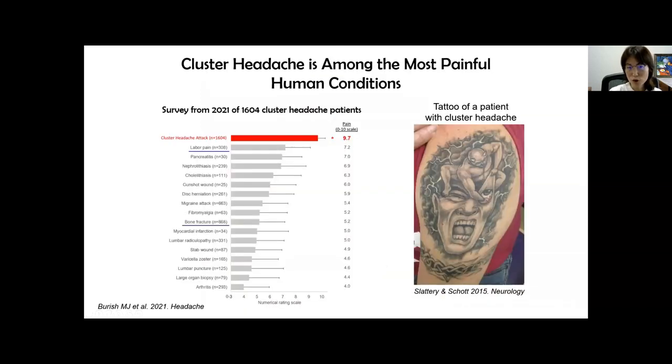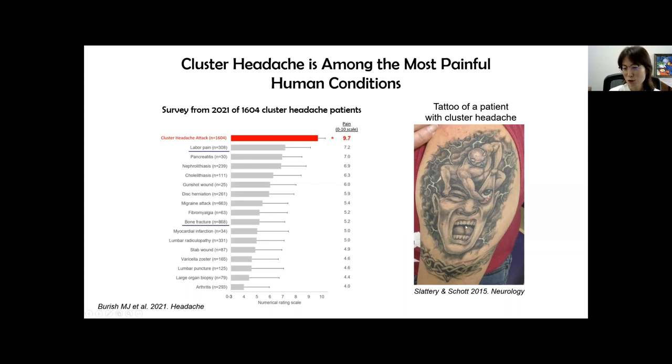So for cluster headache, this is a survey result from the patients. They are all cluster headache patients, and they were asked to compare their cluster headache pain level to other pain they experienced. They say cluster headache pain is the highest pain. Compared to labor pain and bone fracture, this is the number 1 pain they experience in their life. So it's very, very excruciating pain.